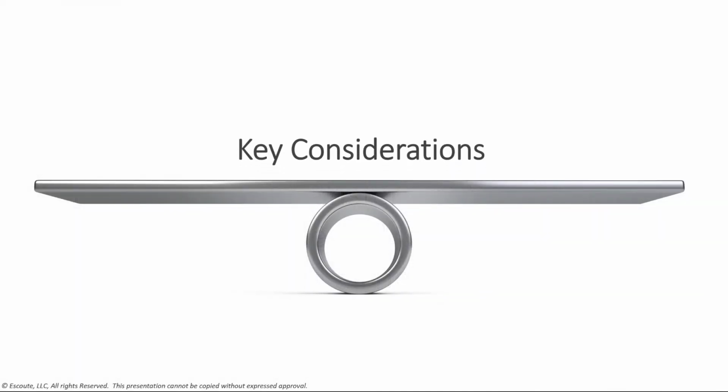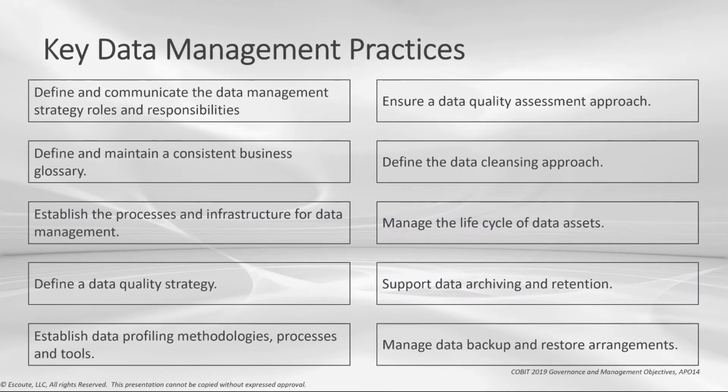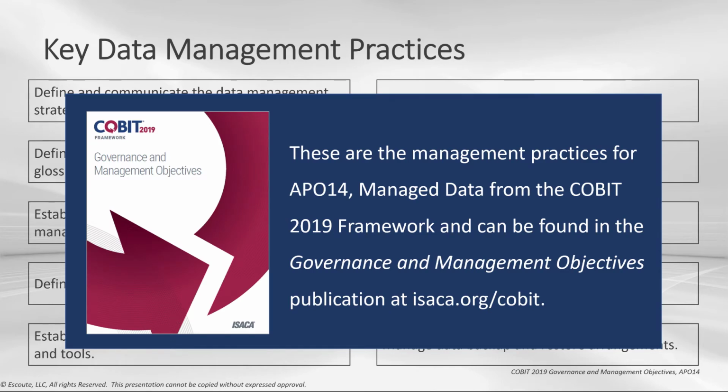Time to talk about a few of my key considerations here. There are some areas I think are real important to consider when you're putting together your systems and your programs. And these 10 key practices are areas that I would focus on if I were you and I was putting together a data governance program. It's important to note here that this information comes from the COBIT framework, and that's what we're going to be talking about here in just a second. You can find this information in the Governance and Management Objectives publication. Of course, that's out on isaca.org, and go to the COBIT site for that.